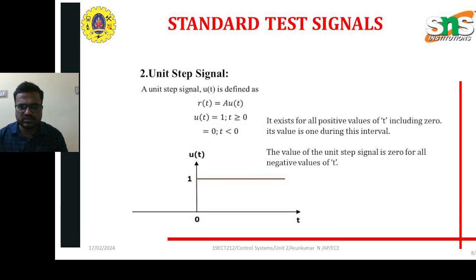Unit step signal. Initially the unit step represents a 1. The value must be in this condition only: u(t) equal to 1 for t greater than or equal to 0. So this is the condition for the unit step signal. If it reaches the maximum value of 1, then it automatically creates an error, so that we can eliminate the error based on the steady state response.